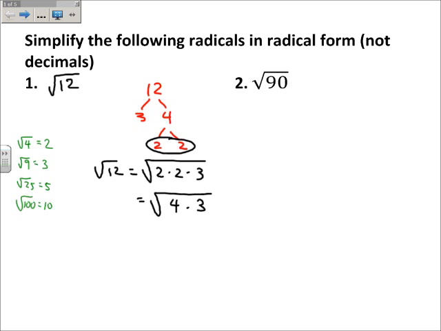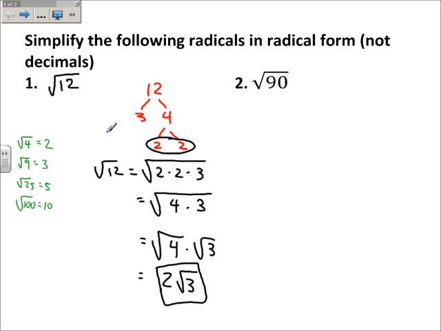Now, if I have the square root of two things being multiplied, I can separate those into two separate square roots. Okay, and the square root of 4 I know to be 2, and the square root of 3 is still the square root of 3, and so this simplifies to be 2 square root of 3. Now in practice, I don't usually go through all these steps because it takes too long.